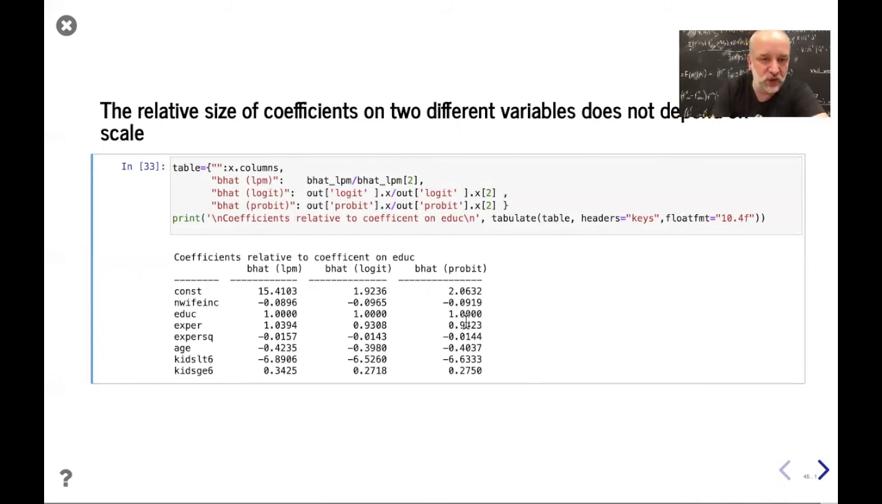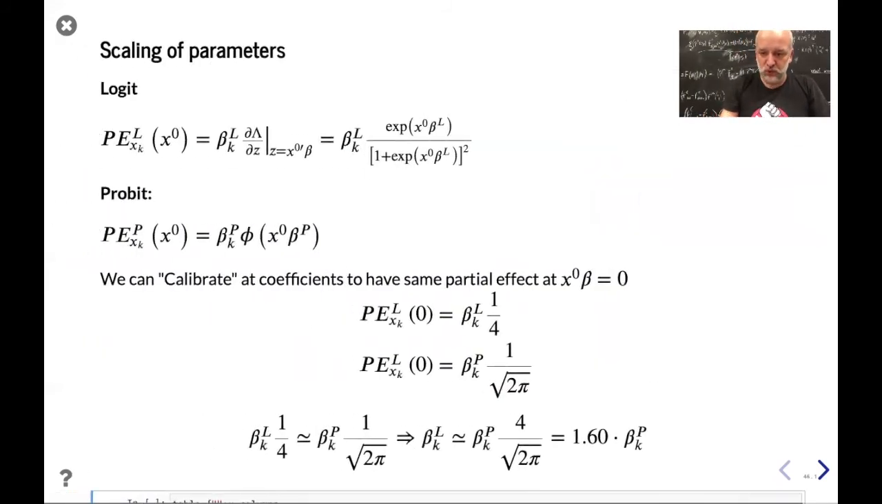Did I do this here? So here are all the partial effects. Here are all the coefficients. So if we take probit, should we do that?